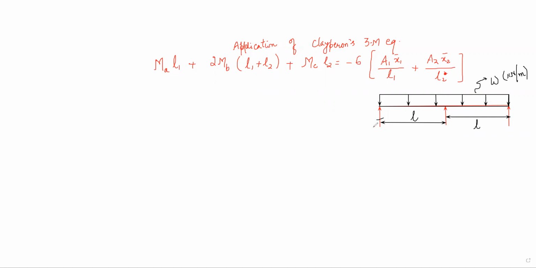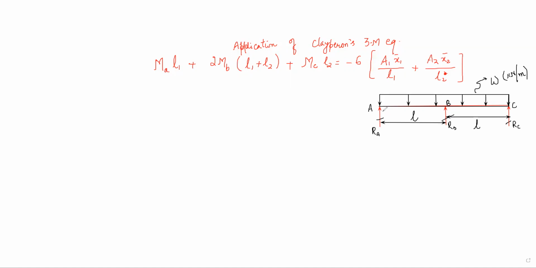So we are having a reaction here, we call that RA. We have a reaction here, we call that RB. We are having a reaction here, we call that RC. This is A, this is B, and this is C.